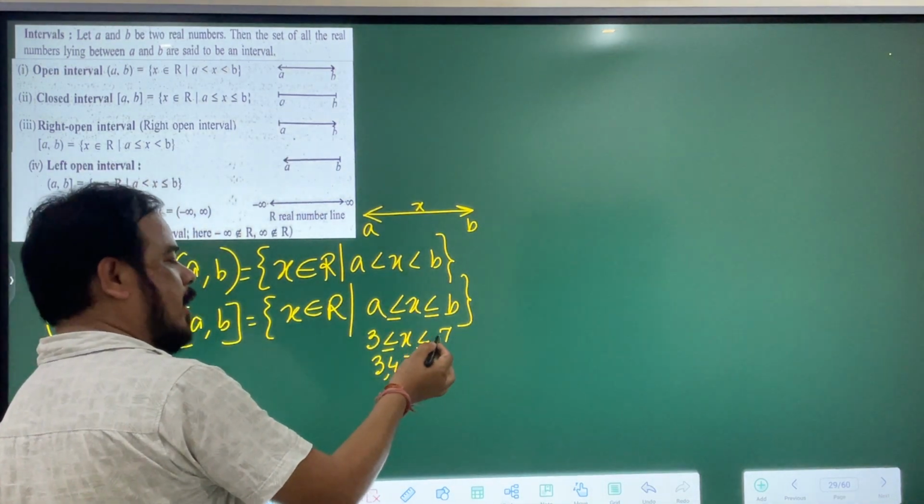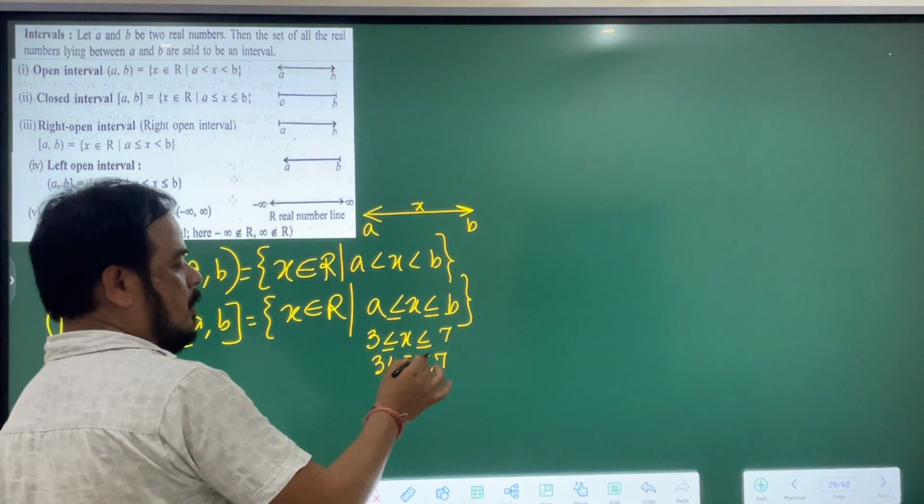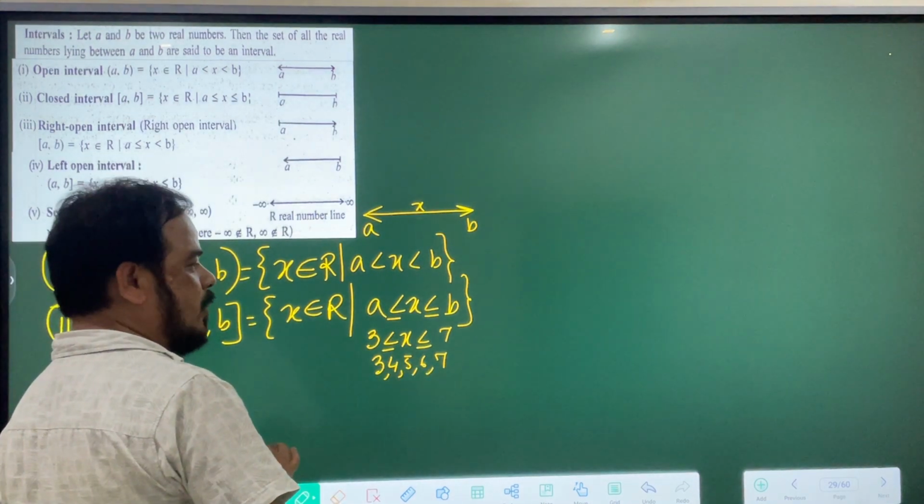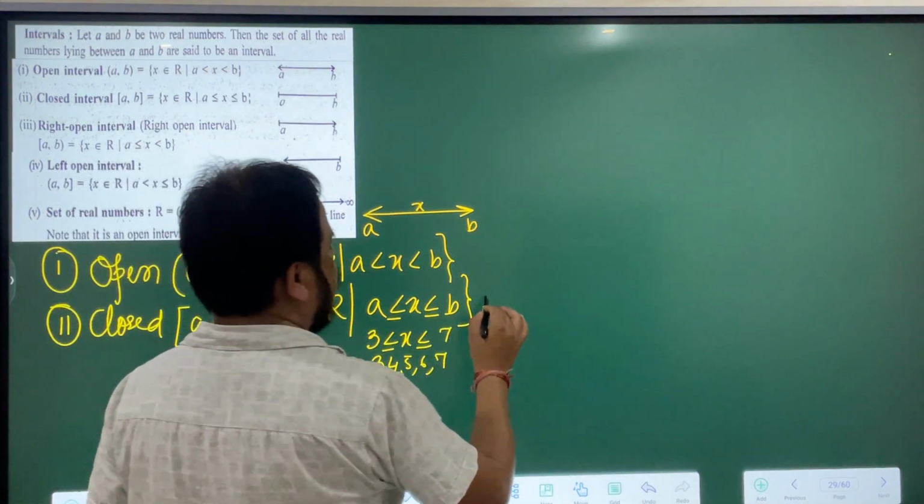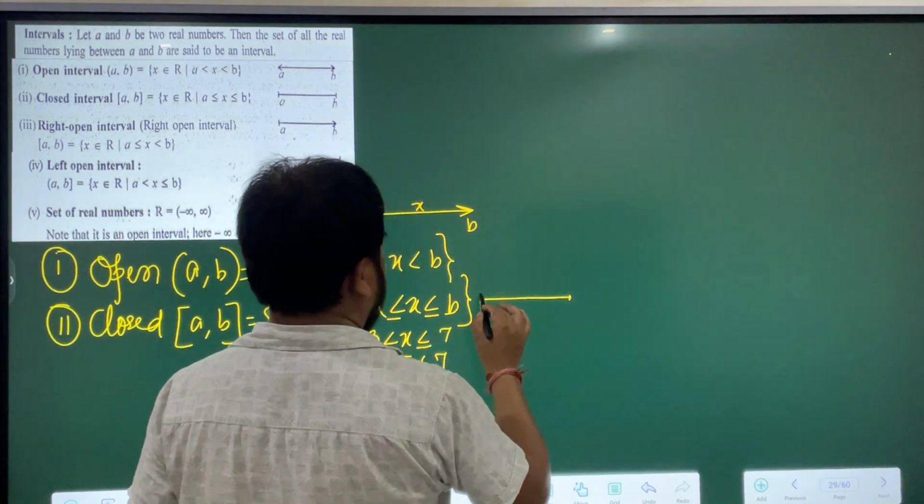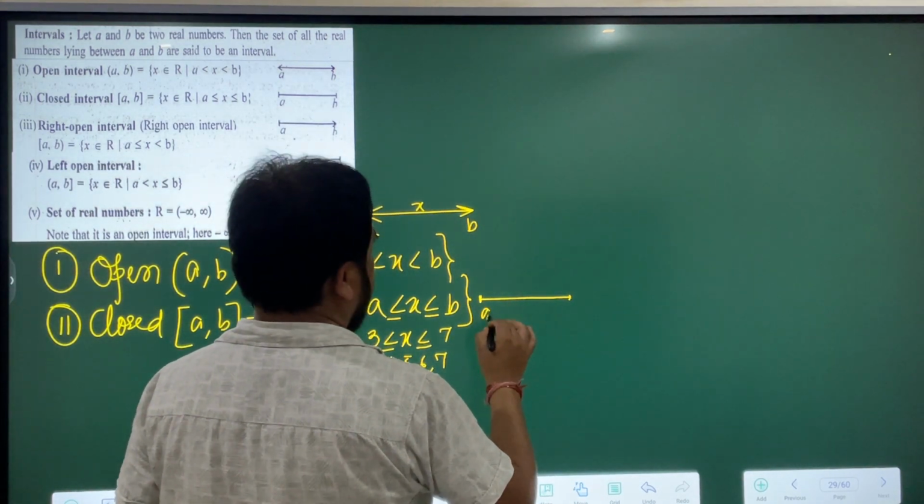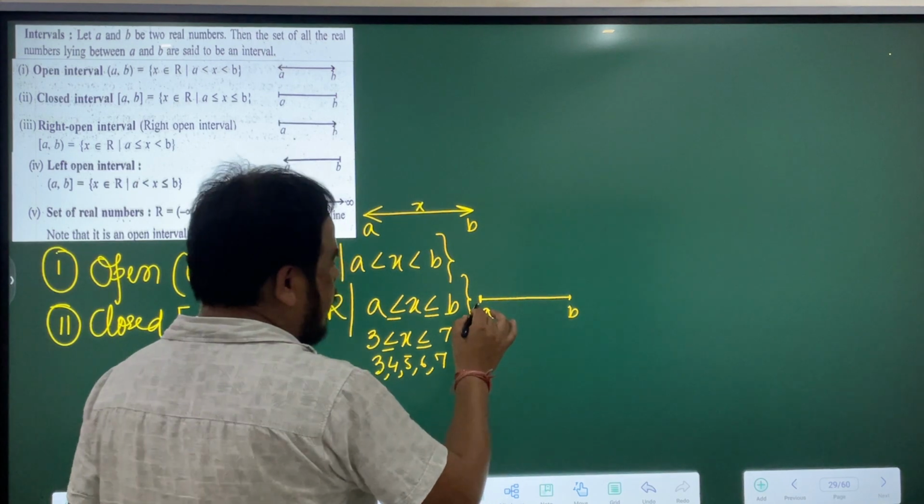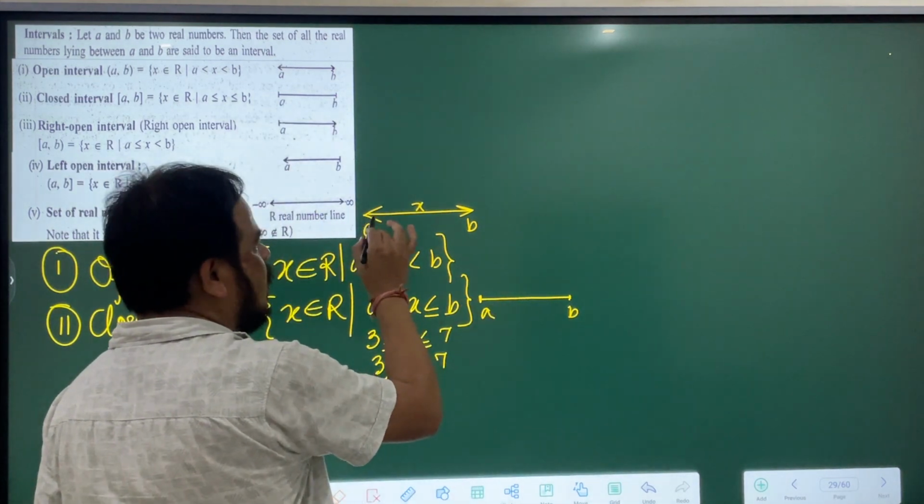And the rest, x is smaller than 7. So 7, 6, 5 like that. I hope you understand. This one symbol is like this: (A, B). That means A is not included. Here A is included.